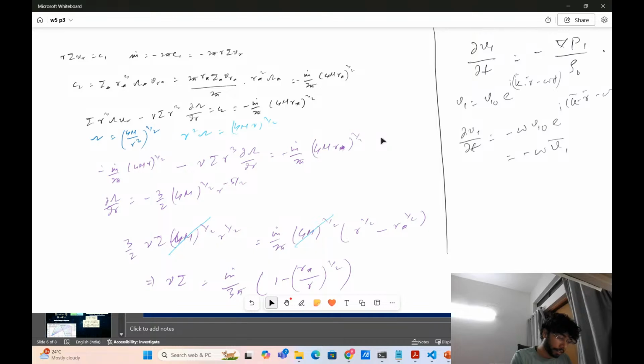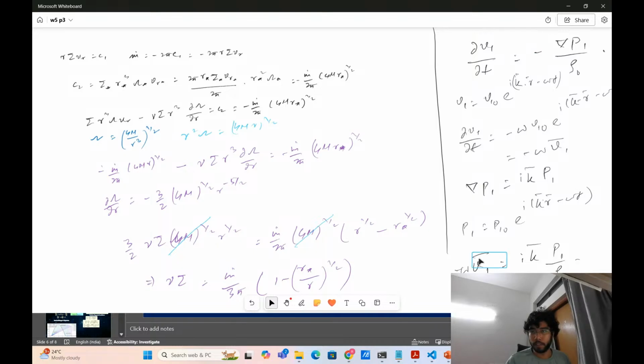Similarly for del P1, if P1 is P10 e to the power of i k dot r minus omega t, so del P1 will be ik times P1. So if you just put this in the equation, you will get minus omega V1 equals to ik P1 by rho naught.